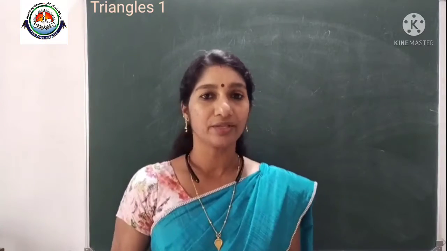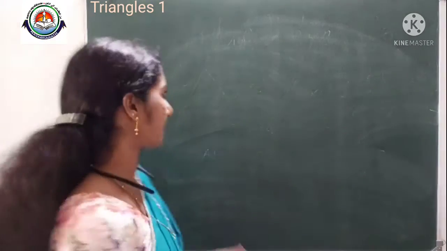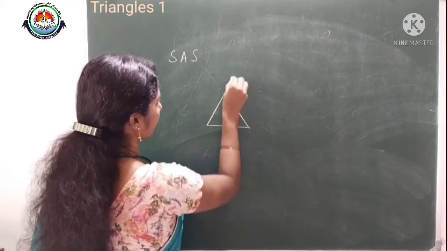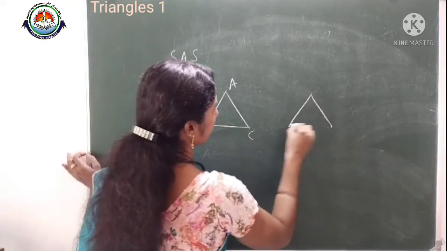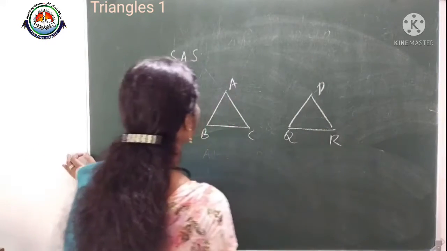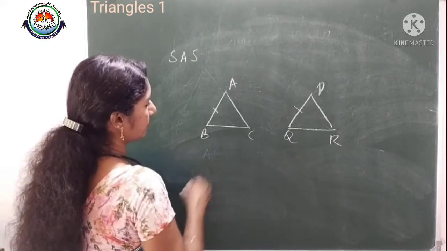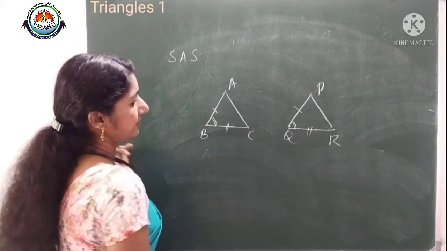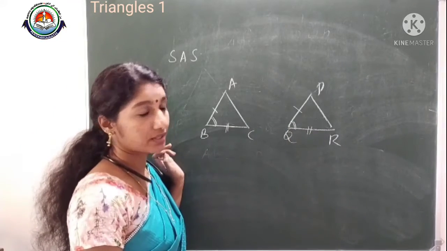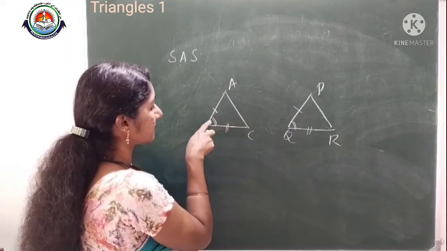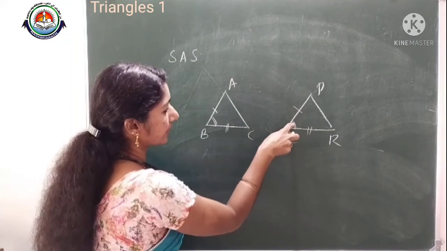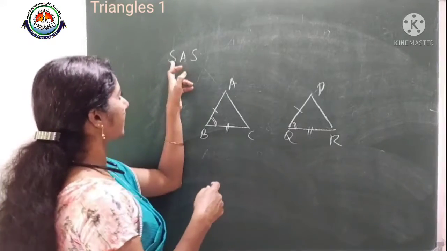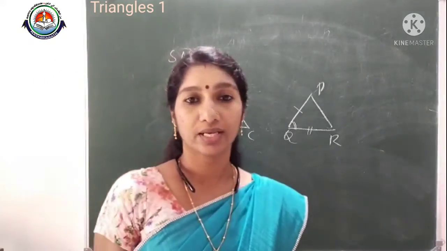So instead of checking all the information, we have some criteria. The first criterion is the SAS criterion. This means we have two triangles, ABC and PQR. Suppose we got AB equal to PQ, BC equal to QR, and angle B equal to angle Q. Then we will say these two triangles are congruent, because two sides and the included angle are the same in both triangles. So by using the SAS criterion, side angle side, we can say these two triangles are congruent.